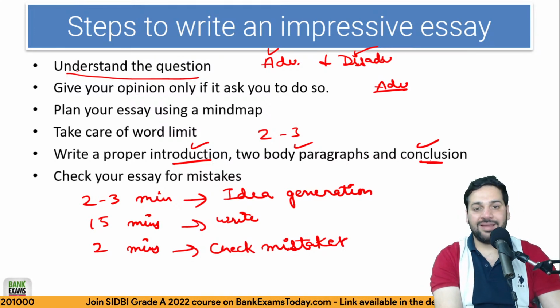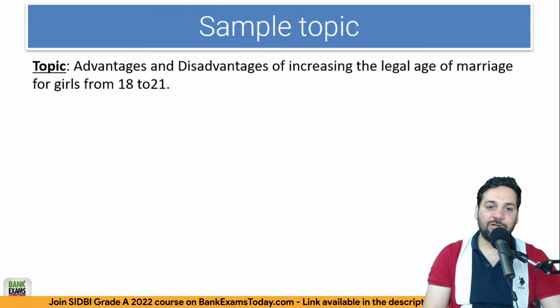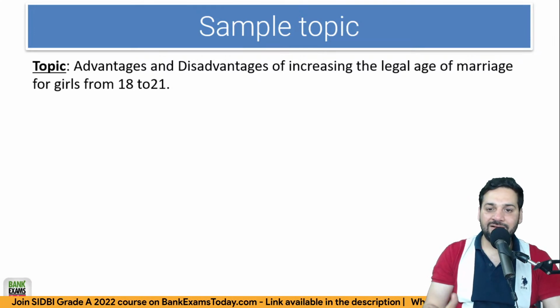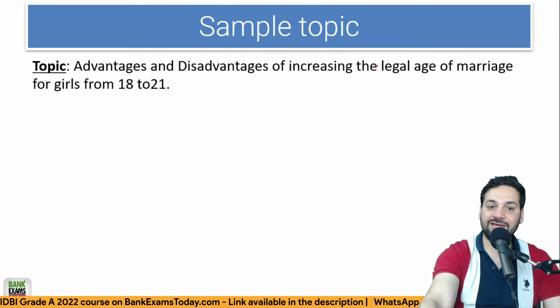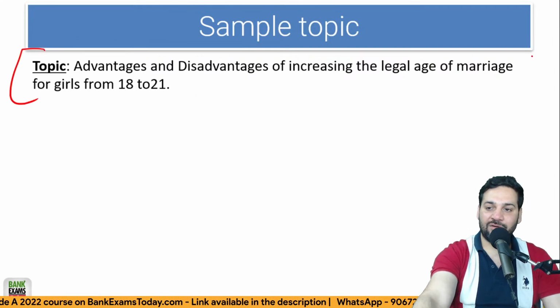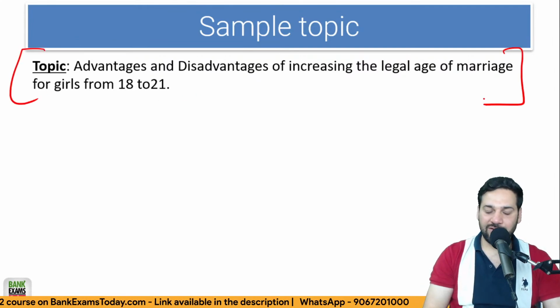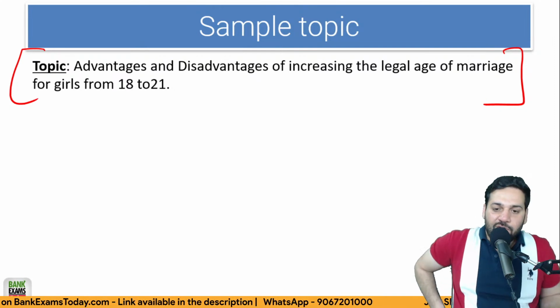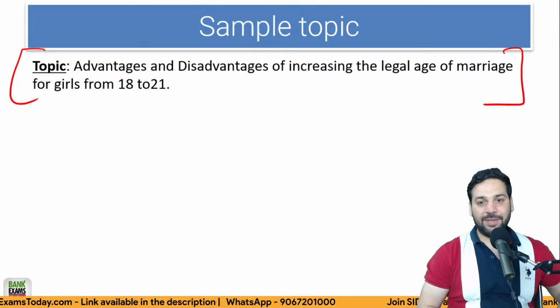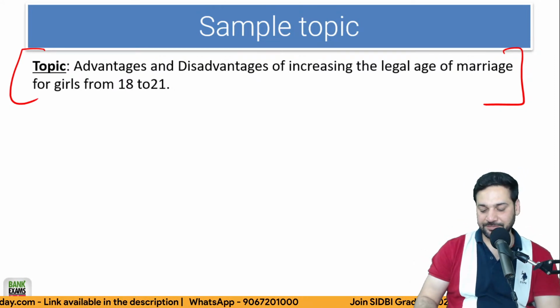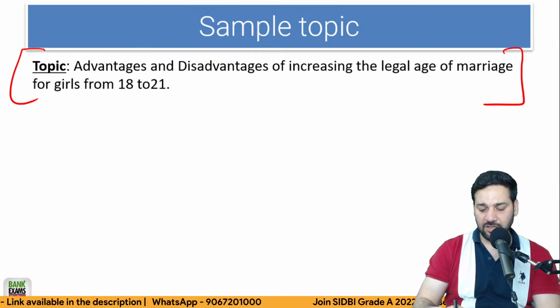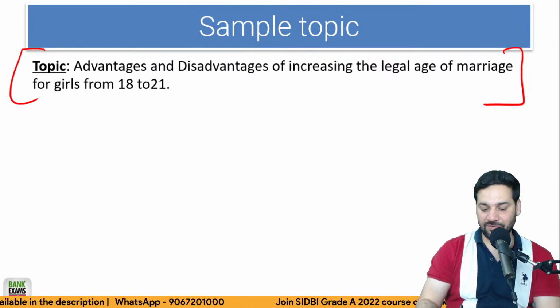And next, this is a sample topic. What are the advantages and disadvantages of increasing the legal age of marriage for girls from 18 to 21? This is a social issue, right? So you are supposed to make a mind map. Let's make a mind map for that. What can be the advantages and disadvantages, right?